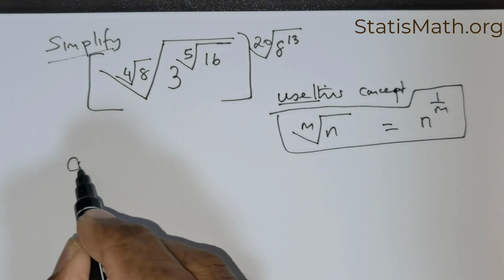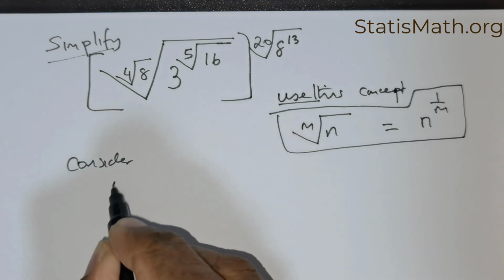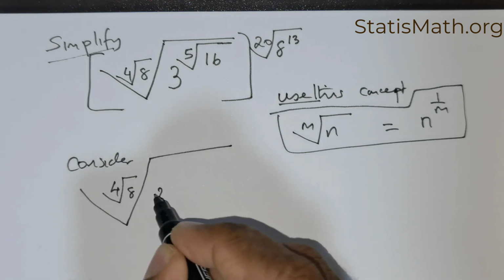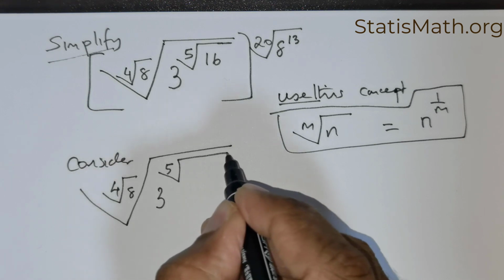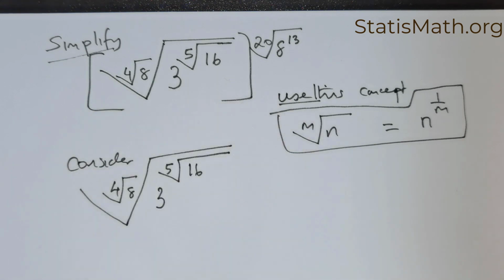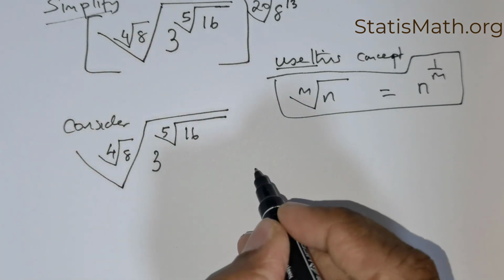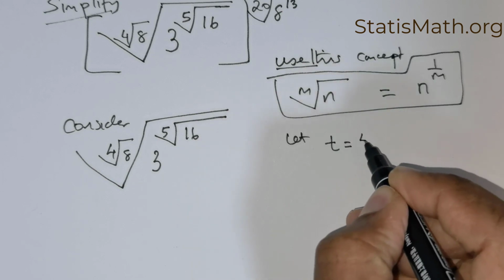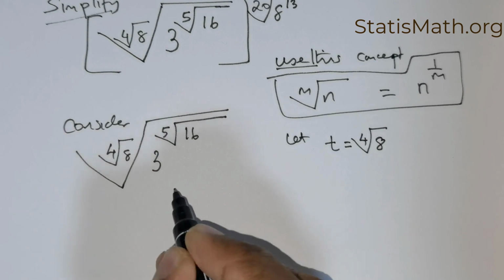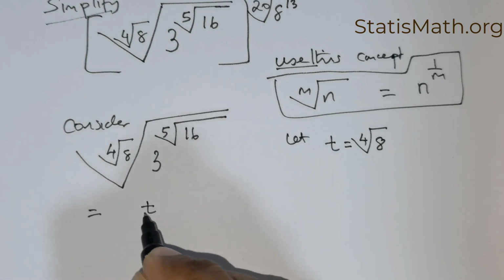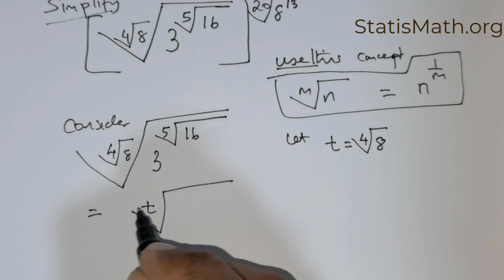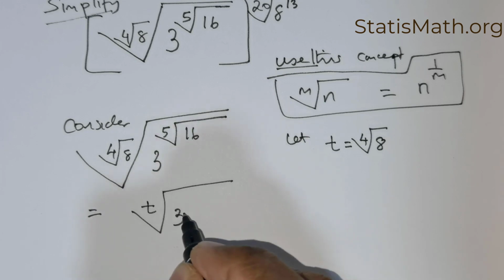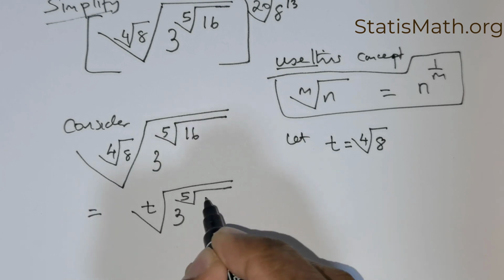So foremost, let me just consider the 4th root of 8 of 3 raised to the power of the 5th root of 16. So this is what we will consider first. Now I'm going to take t to be equal to the 4th root of 8. So this would mean I now have t in the wedge, and inside the radical sign I got 3 raised to the power of the 5th root of 16.